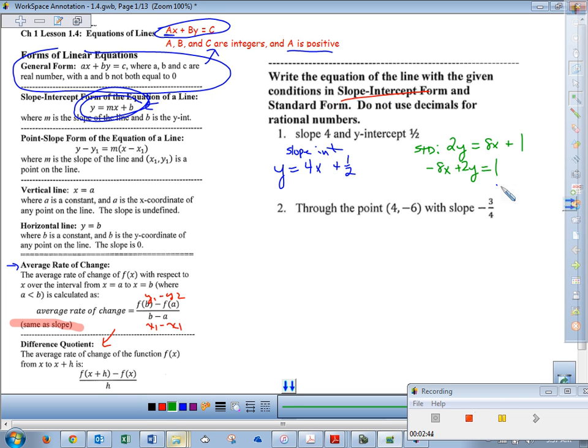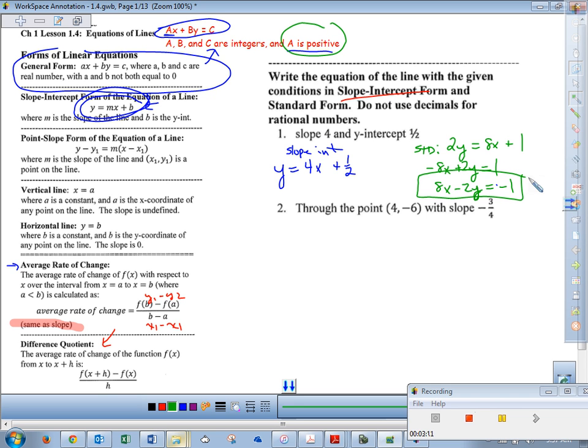Why not? Even though all the numbers are integers, why isn't it in standard form? Because A has to be positive, and A is this first guy. So what you do is take everything times negative 1 to keep it balanced. Change all the signs. 8x minus 2y equals negative 1. And you didn't do a lot of standard form stuff through your algebra career. You did a lot of slope-intercept form stuff.